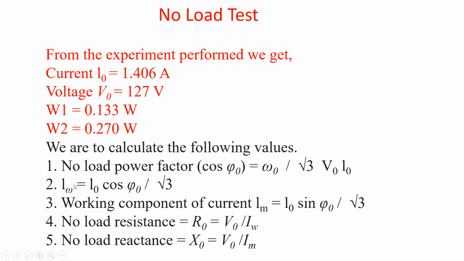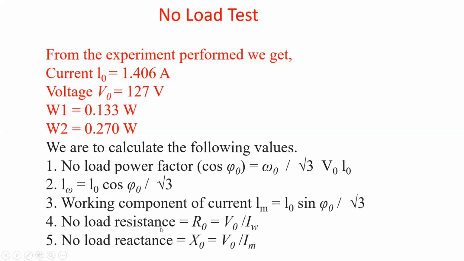Now after this, the magnetizing component of current IM. IM is equal to I0 sin θ0. So you can calculate I0 sin θ0 from this: take cos inverse of this particular quantity to get θ0, take sine of that, and multiply by I0. So you will be able to calculate this component of current IM.